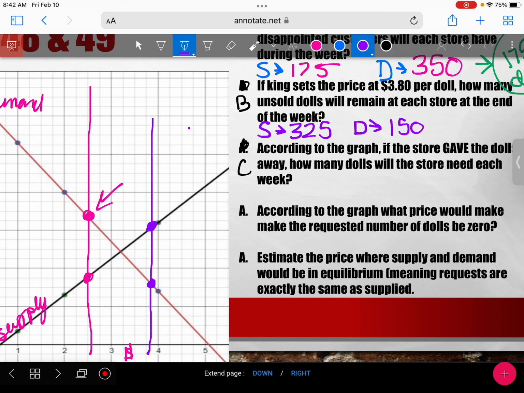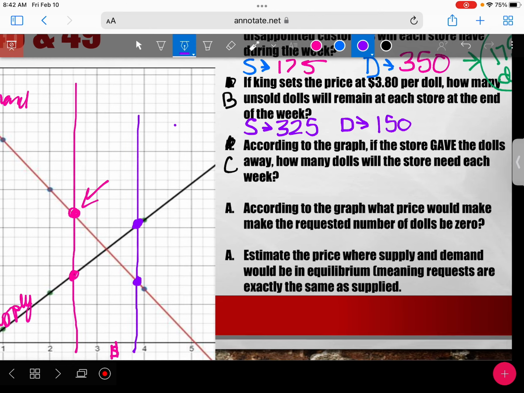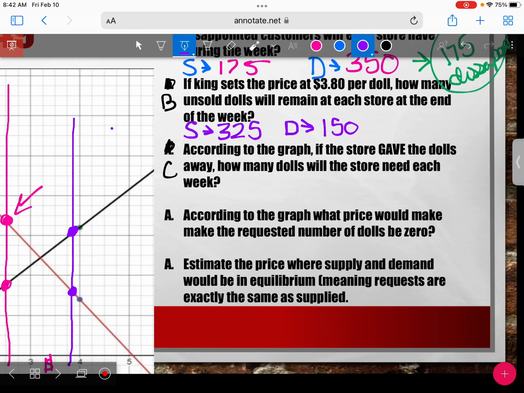No, every week they're going to have extra dolls left over. So if they keep ordering and ordering and ordering these dolls, they're going to wind up with just a terrifying room full of dolls. How many dolls will they have extra each week? Is it 175? Right? Wow, we wound up with 175 different on both of those. Cool.